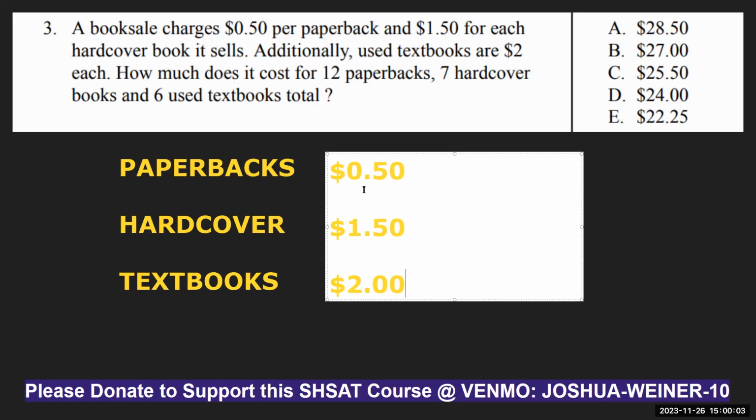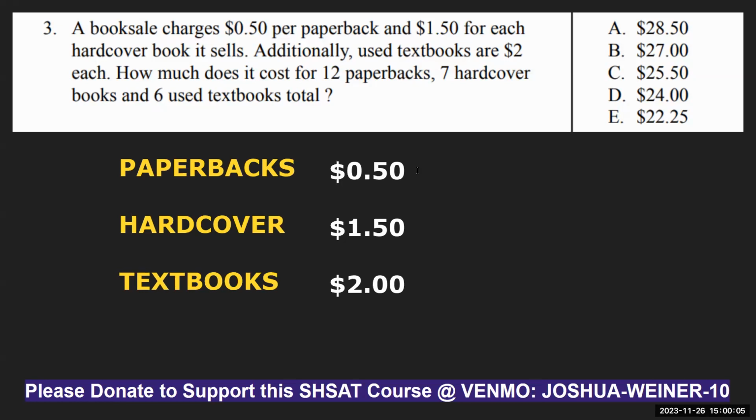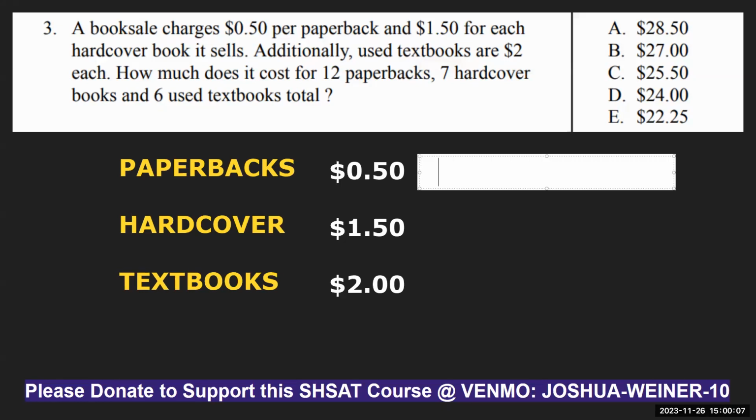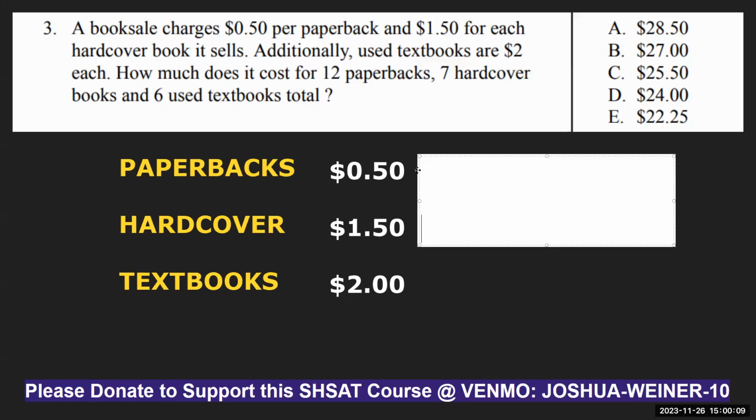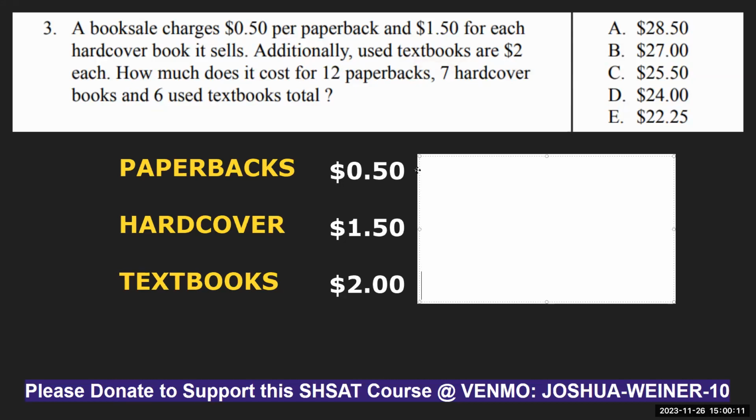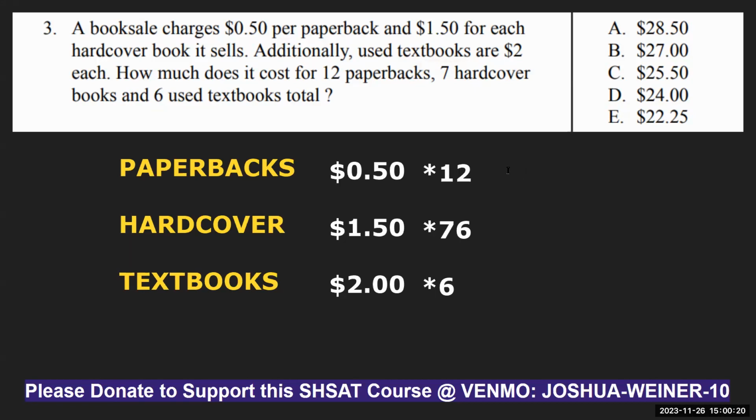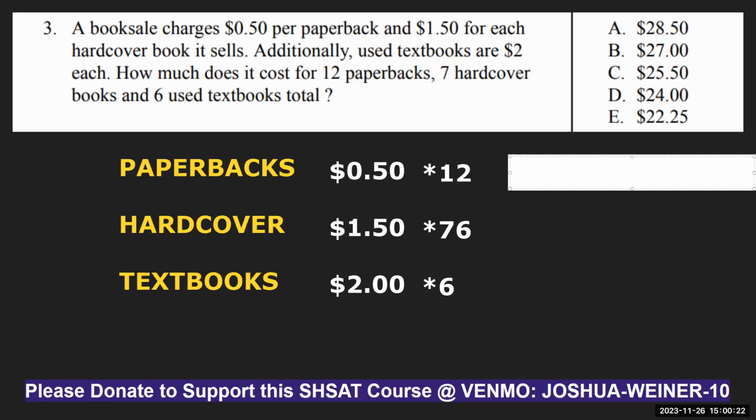All right, what do we know? We're gonna do for the paperbacks, we're gonna do times 12. For the hardcovers, times 7. And for the used textbooks, times 6. So they are in order. All right, 50 cents 12 times, that's $6 for the paperbacks, right? You just have to do them one at a time.